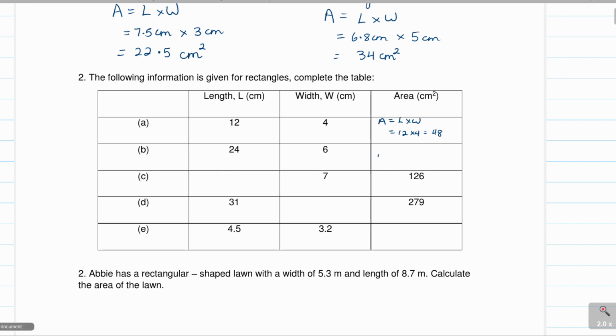So for this one, our area again is the length multiplied by the width. So that's 24 multiplied by 6, and that will give me 144.